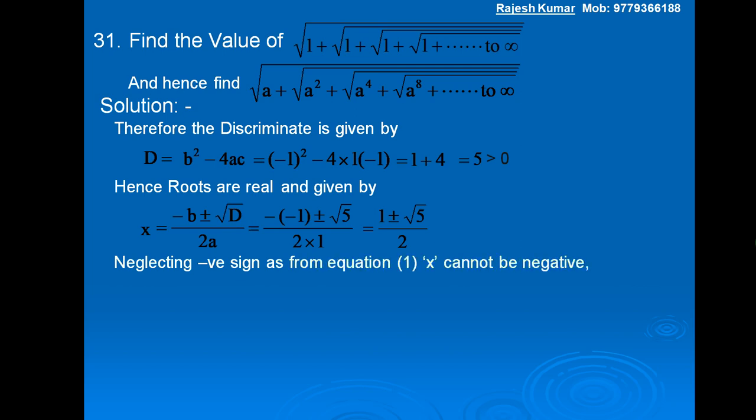Now neglecting the minus sign, as from equation number 1, x cannot be negative. Therefore, x is equal to (1 plus square root 5) upon 2, or x is equal to (square root 5 plus 1) upon 2. Let it be equation number 3. So this is the value of the given first expression.